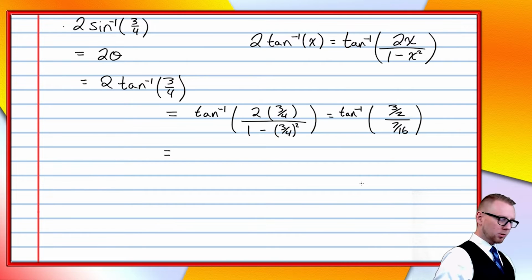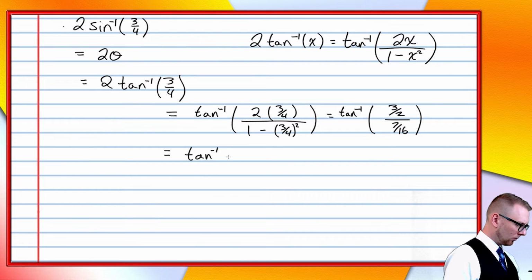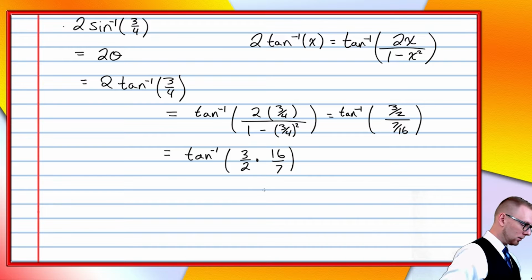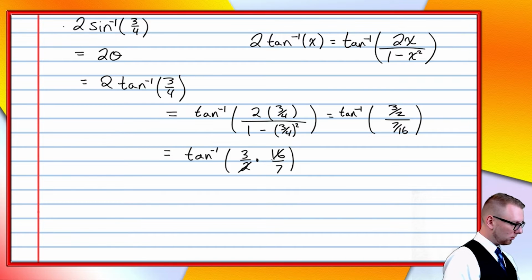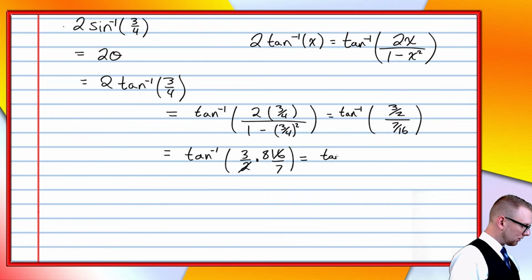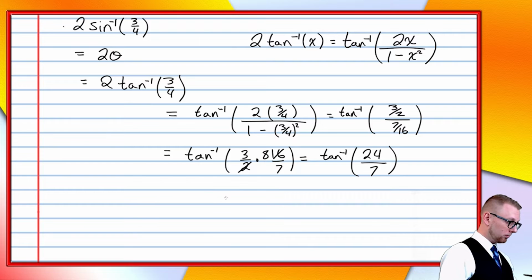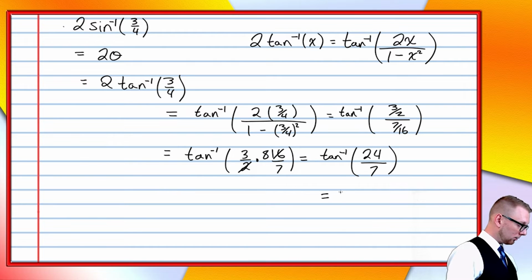So then we're going to do division of fractions. Tan inverse of 3 over 2 multiplied by the reciprocal, so 16 over 7. Oh, well, look. The 2 and the 16 can reduce. So the 2 goes away, the 16 turns into an 8. So we get tan inverse of 3 times 8, which is 24, over 7. Boom. That's what we wanted to prove. That is the right-hand side.